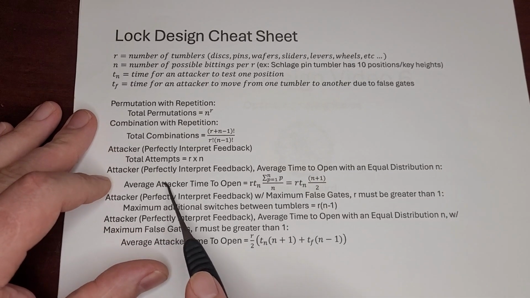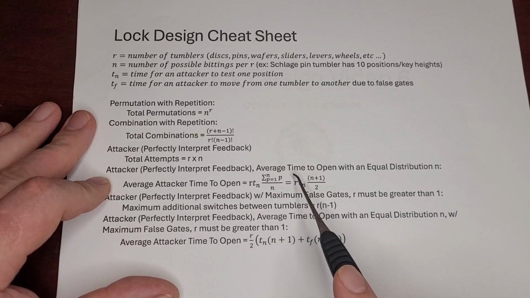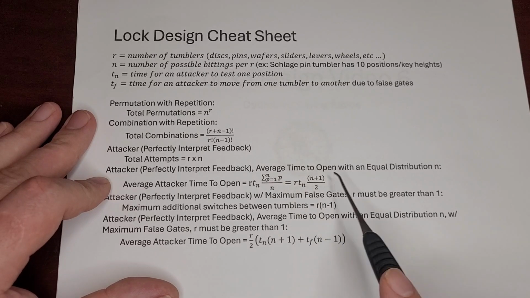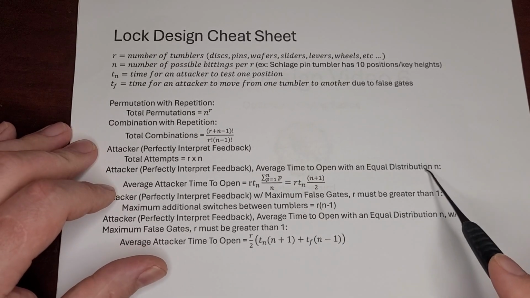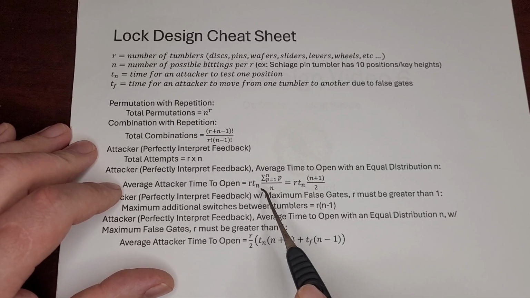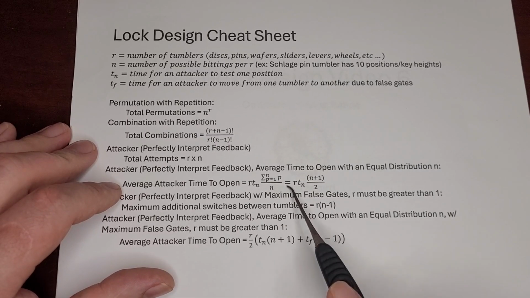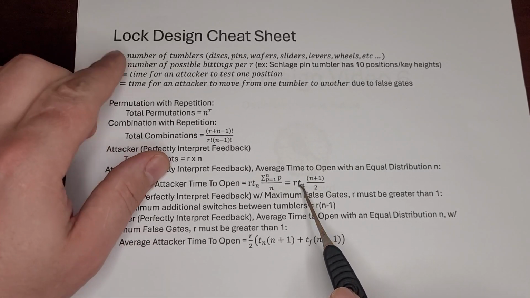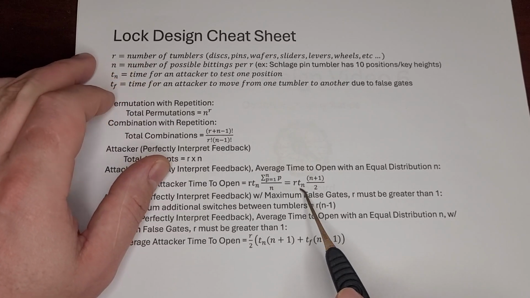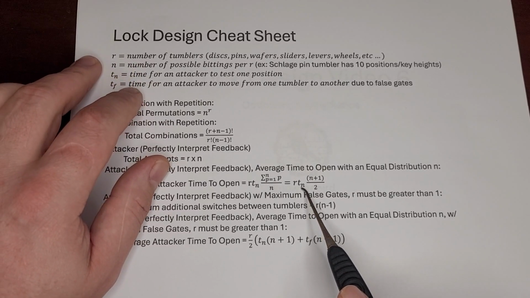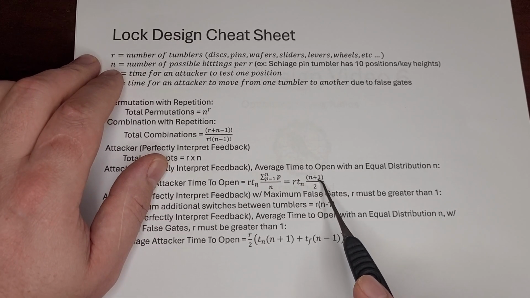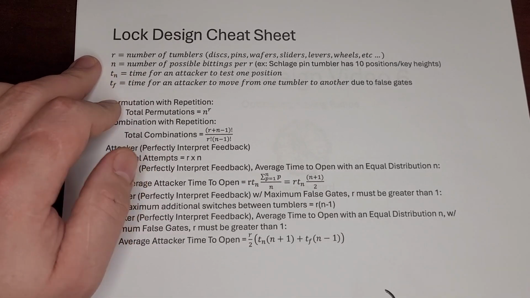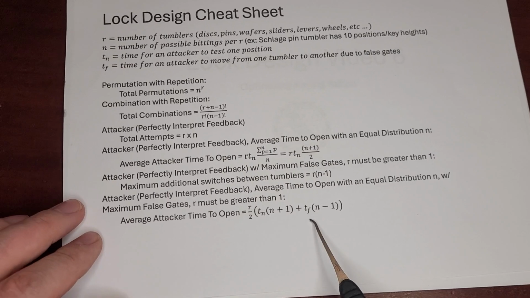But yeah, I think some of these equations I already shared before, but this one will be new, which is saying an attacker that can perfectly interpret the feedback, this is the average time it'll take them to open a lock with an equal distribution of possible keys. R is the number of tumblers. T sub n is the time for an attacker to test one position. And then the number of possible biddings. And then this, I think, is the other new one.